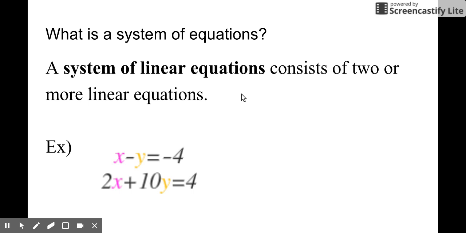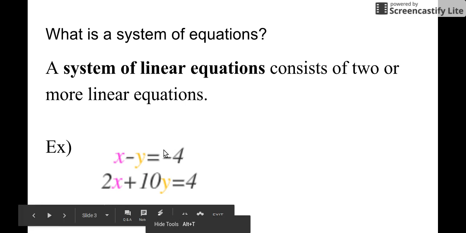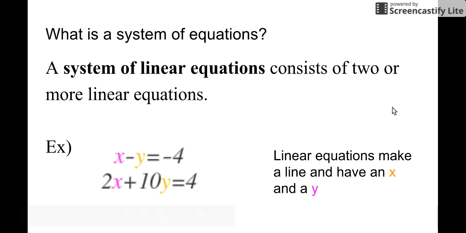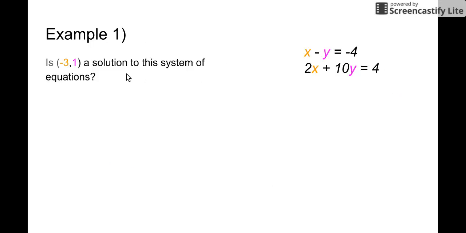I know that sounds redundant, but these two things down here, these are both linear equations, and those are defined by, they make up a line and they have an x and a y. You've seen a lot of linear equations, all the things we did with graphing before winter break, for those of you that were with us, were all linear equations. It means they make a line.